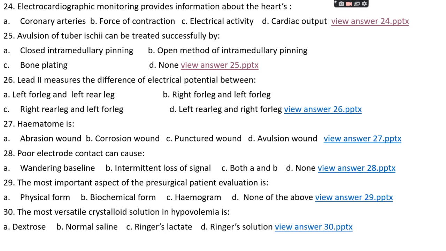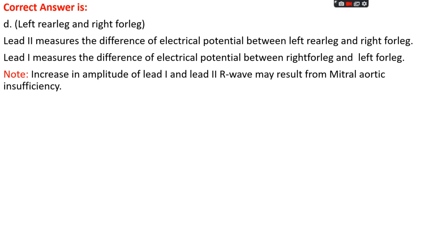Question number 26. Lead two measures the difference of electrical potential between option A, left foreleg and left rear leg, option B, right foreleg and left foreleg, option C, right rear leg and left foreleg, or option D, left rear leg and right foreleg. The right answer is option D, left rear leg and right foreleg.